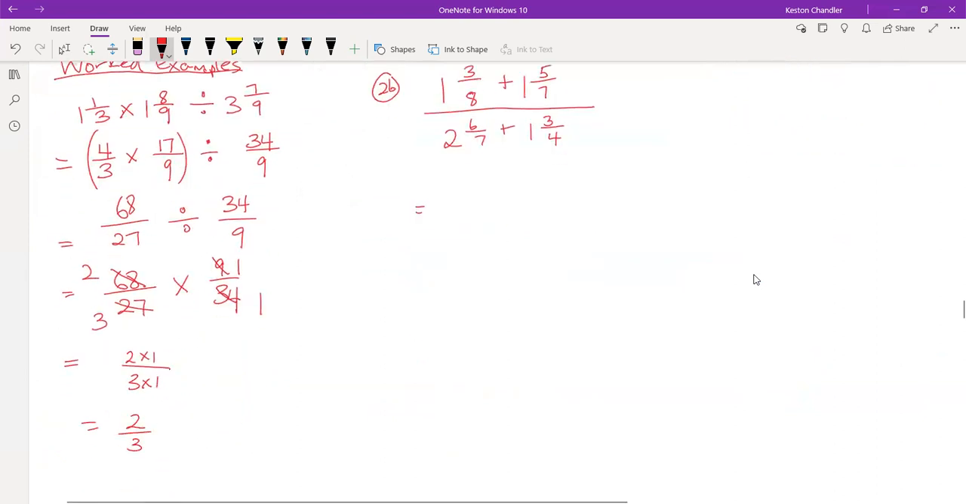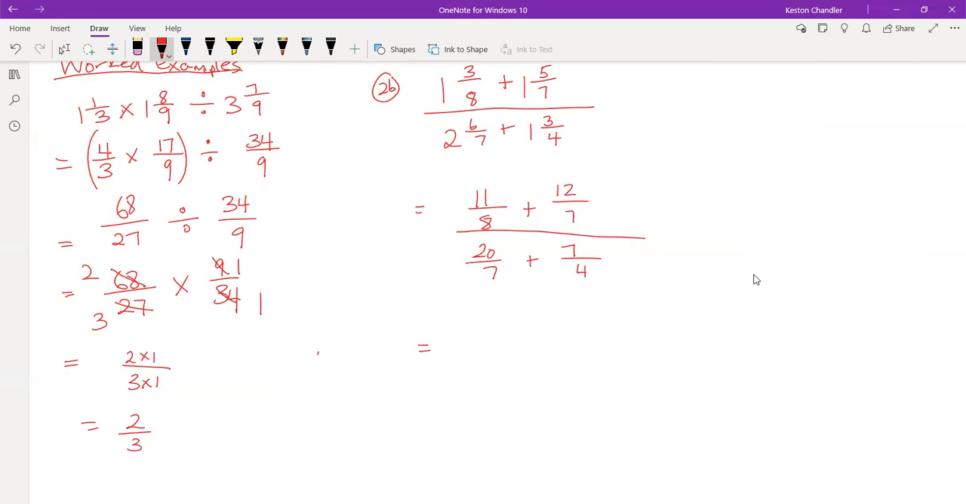Now, again, always start by changing your mixed numbers into improper fractions. 1 by 8 is 8, plus 3 is going to give me 11 over 8. 1 by 7 is 7, plus 5 is going to give me 12 over 7. 2 by 7 is 14, and 6 is 20 over 7. 1 by 4 is 4 plus 3, and that's 7 over 4.